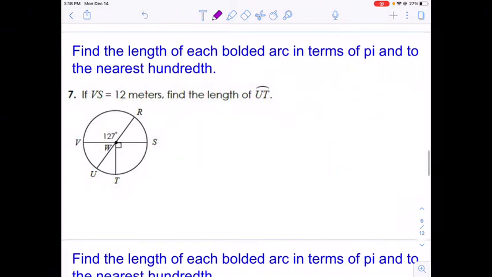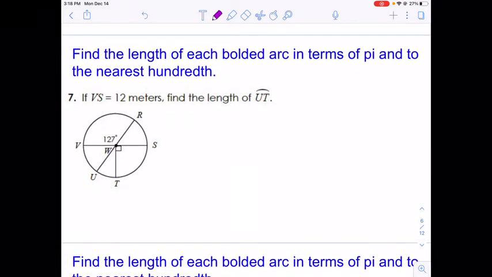So VS, that is the full diameter here, is going to be 12, which means that this has to be 6, and this is 6 here. But because we can use our formula here, circumference can be pi times diameter, which means our diameter is 12, so this becomes 12 pi. Now, the next part here is we need to identify our arc UT. So this is going to be this arc from U to T here. So we need to figure out what this is going to be.